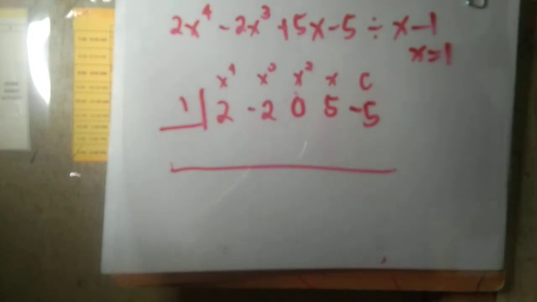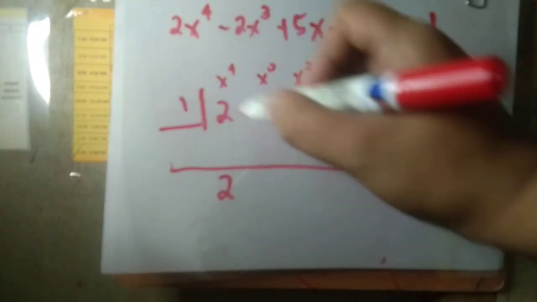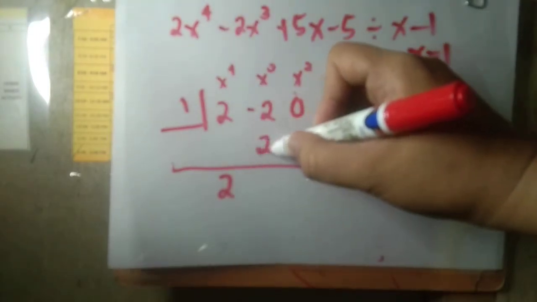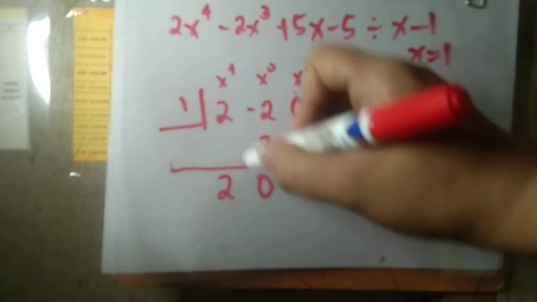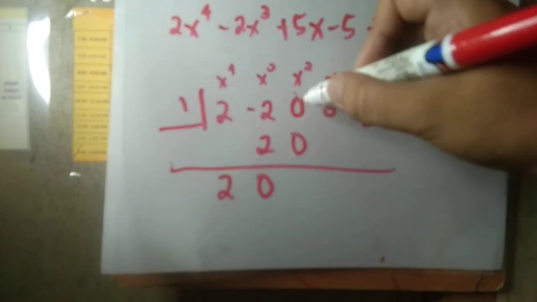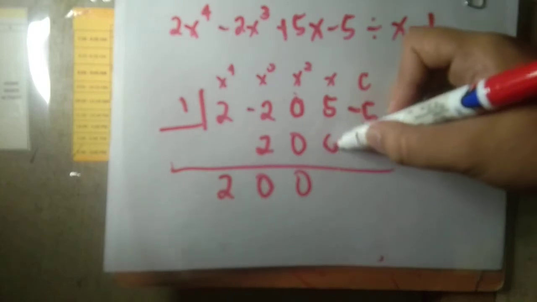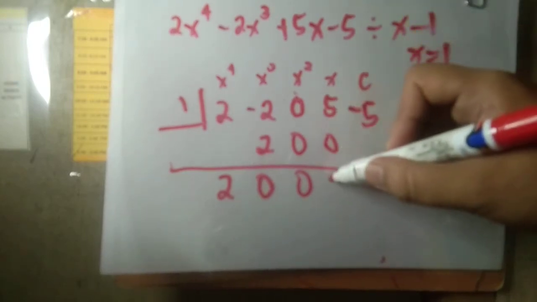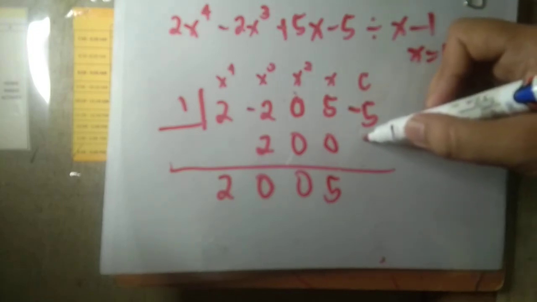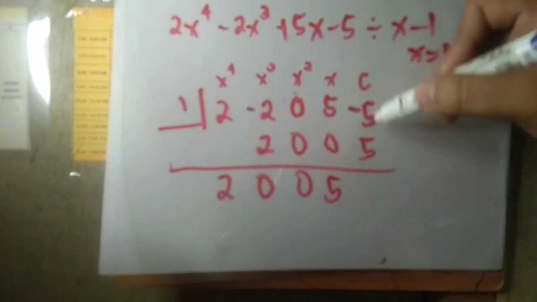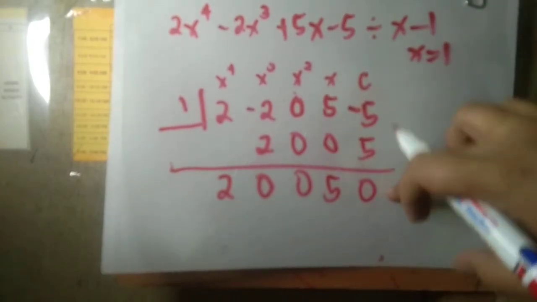O, yung synthetic division. Bring down 2. 2 times 1 is 2. Then, negative 2 plus 2, magiging 0 yan. 0 times 1 is 0. 0 plus 0, obviously, is 0. 0 times 1 is 0. Tapos, 0 plus 5 is 5. 5 times 1 is 5. Then, negative 5 plus 5 is 0. So, obviously, doon sa dulo, wala siyang remainder.